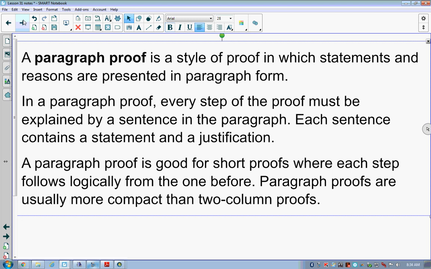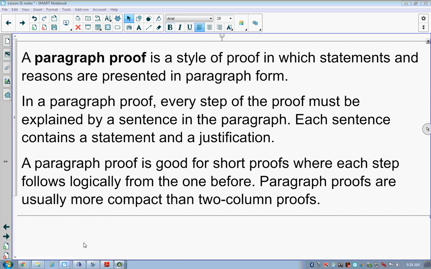So this is where it differs a little bit from if they said, okay, here's a two-column proof. If we had to convert this into either a flow chart or a paragraph proof, which one would you choose? All right. In the event that we want to convert it to a paragraph proof, we're looking for something that's fairly short and linear. Okay. If it's non-linear, that's where we're going to say flow chart. Okay. All right, so paragraph proof is good for short proofs. Each step is logical. Paragraph proofs are usually more compact than two-column proofs. Okay, meaning just take up a little bit less space.